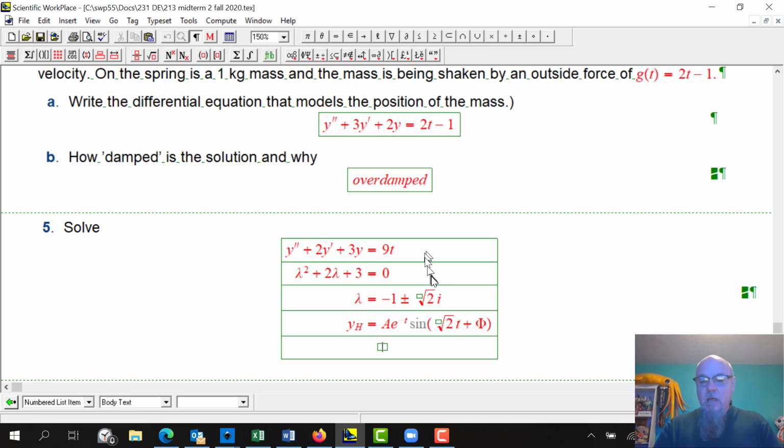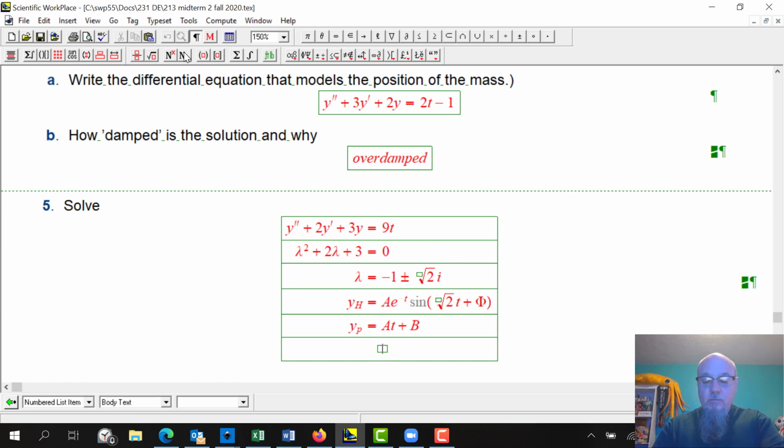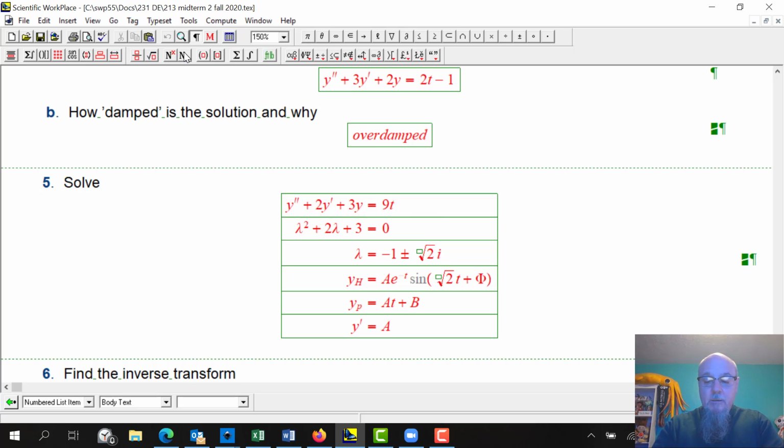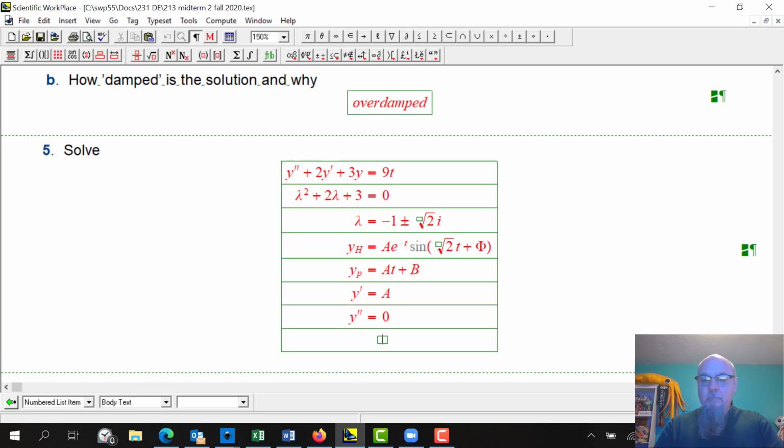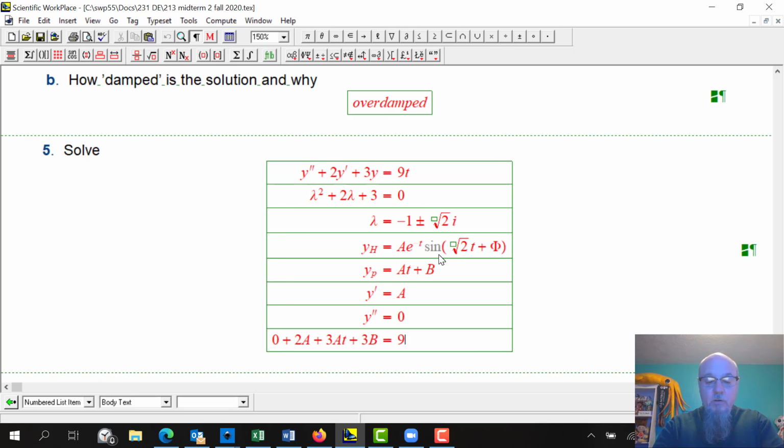All right, now we need to get the particular solution. The target function is a line, so I'm going to guess the most general form of a line, a t plus b. I need its derivative and its second derivative. Its first derivative is going to be a. Its second derivative is going to be 0. I sub those into the left-hand side of the equation. So 0 plus 2y prime plus 3y, so 3at plus 3b. I set that equal to the target function.